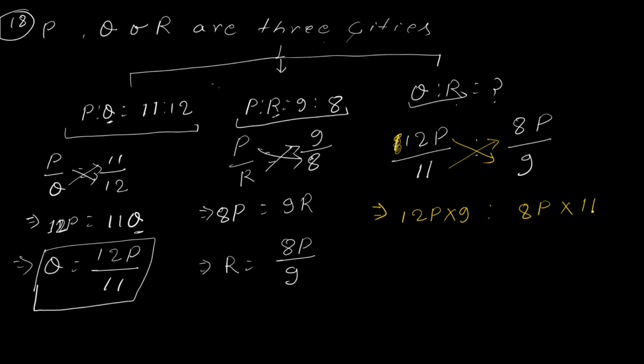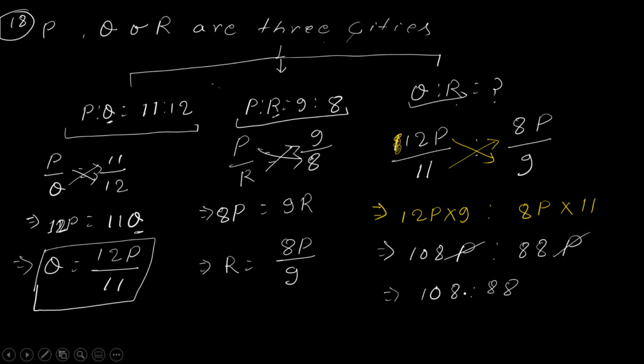Further if you will simplify, 12 9s are 108P equal to 11 8s are 88P. Now what you have to do? P is common on both sides, so remove it. 108 is to 88. Let's see if there is any option. No, there is no such option.